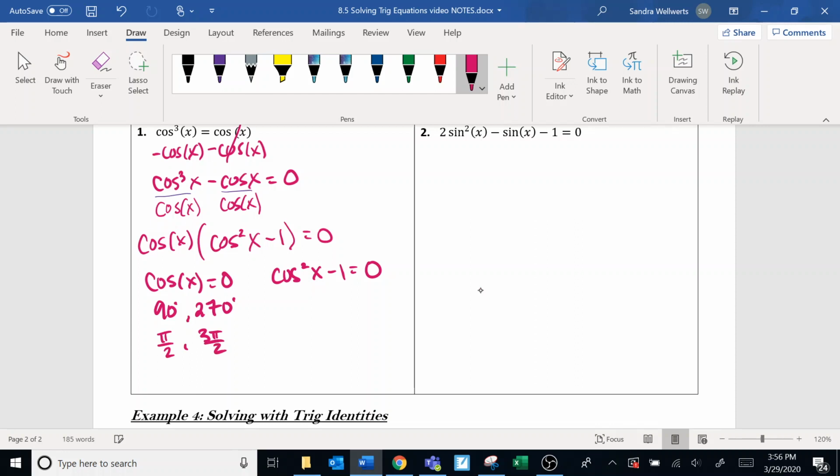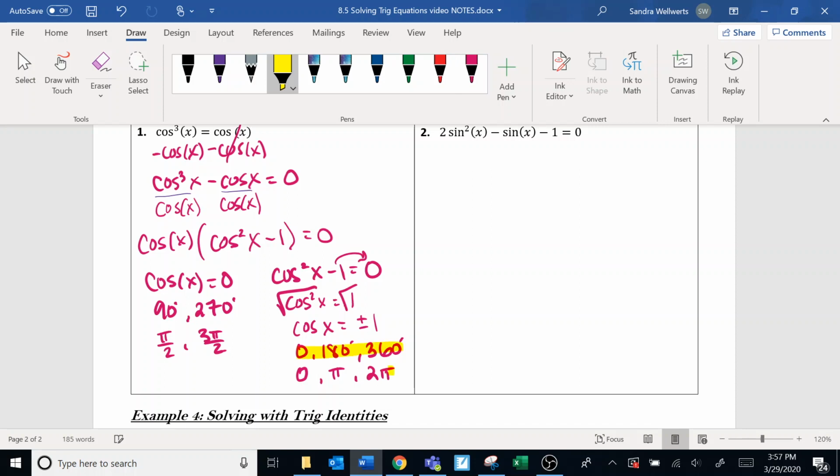All right, next one, cosine squared x minus 1 equals 0. I have to solve for cosine. So cosine squared x equals 1, when I move the 1 over to the other side by adding. Take the square root. Cosine x equals plus or minus 1. Remember, when you take the square root, you have a plus or minus answer. So now I'm looking for the angles on the unit circle where the x value is either positive or negative 1. So that's 0, 180, or 360 degrees, which is also 0, pi, and 2 pi. So there's our final answers for number 1.